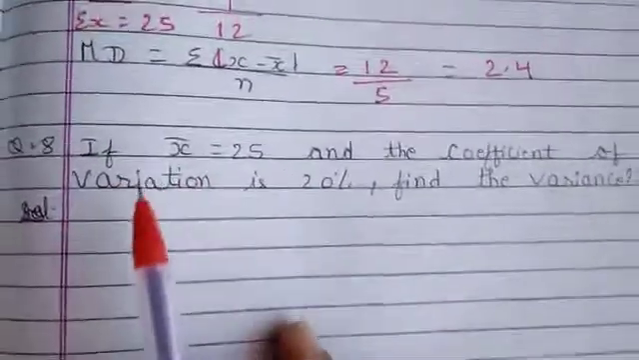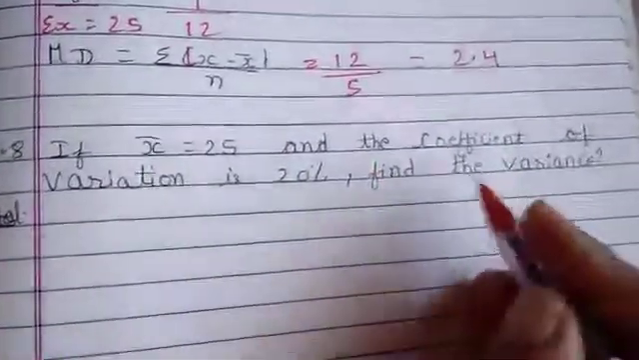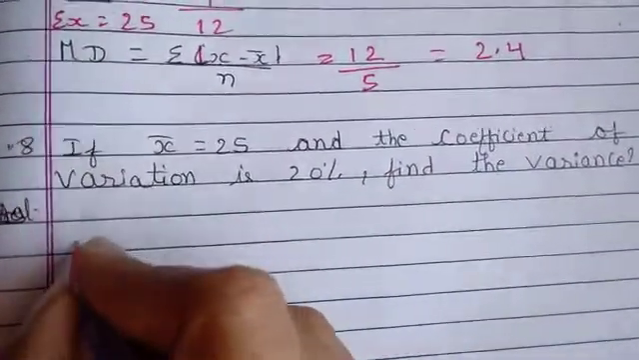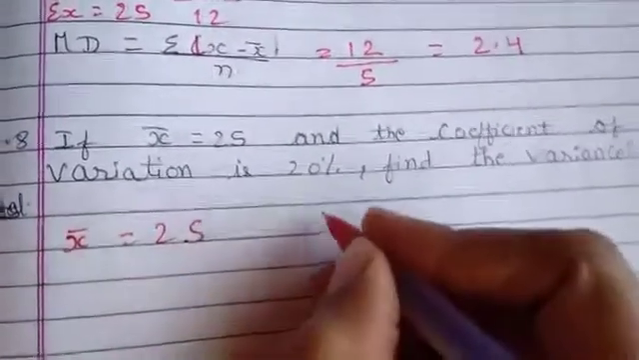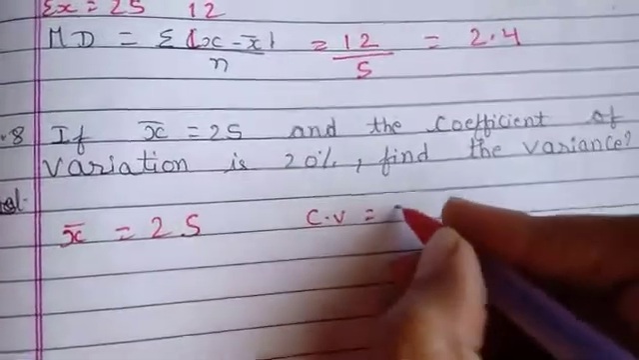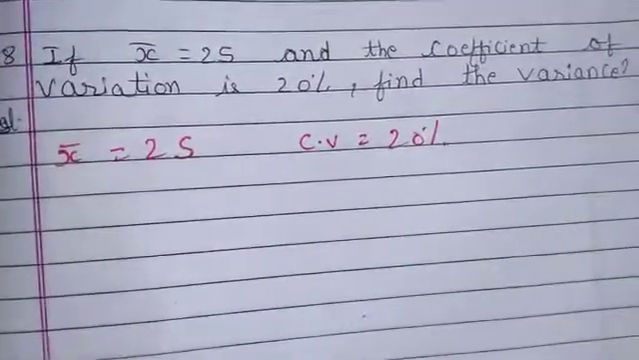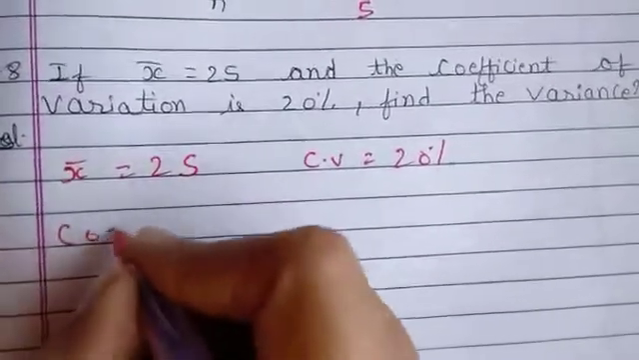Question number 8. If x bar is equal to 25 and the coefficient of variation is 20%, find the variance. Now x bar is given to us, coefficient of variation is given to us, 20%. We have to find the variance, that is s square. Now first of all, what is our coefficient of variation formula?